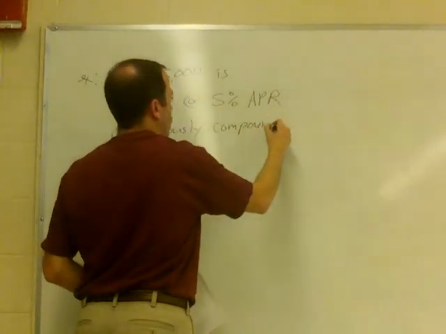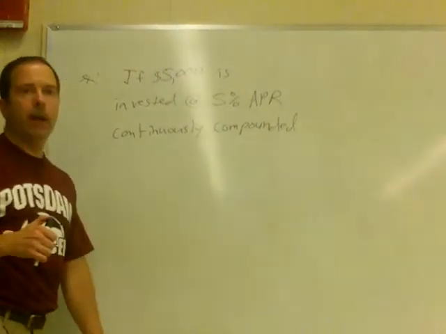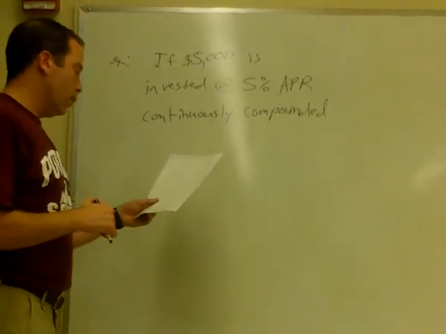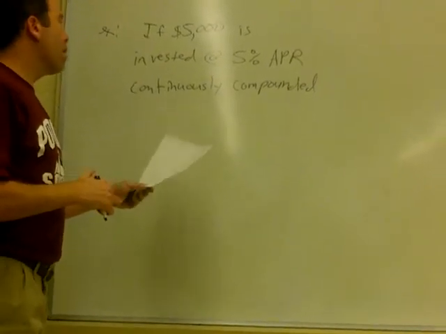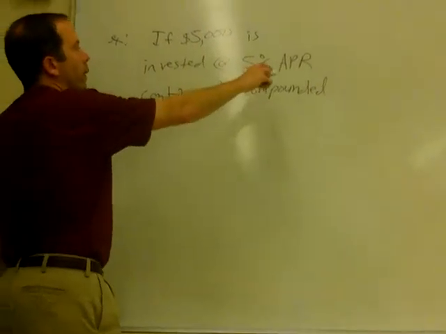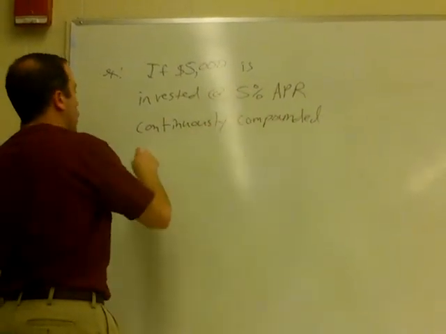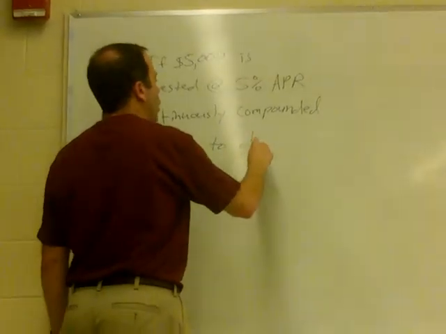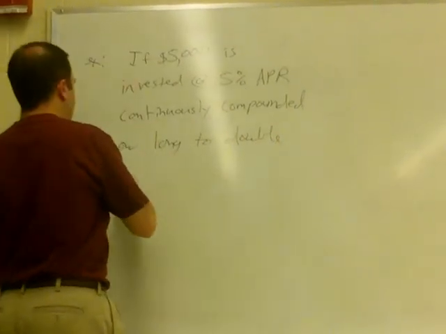Does that ring a bell to anyone? That means PERT for us, right? A equals P e to the rt. So $5,000 invested at 5% continuously compounded. How long to double?